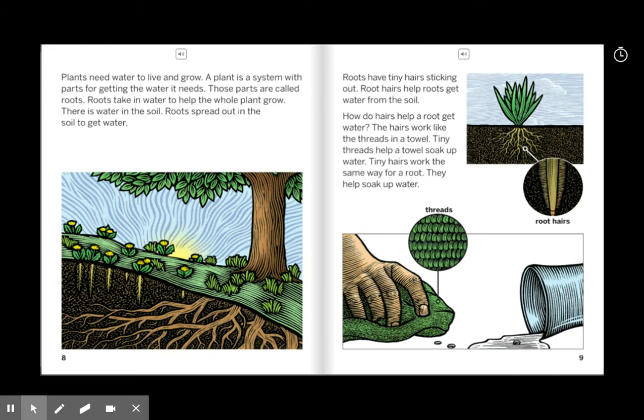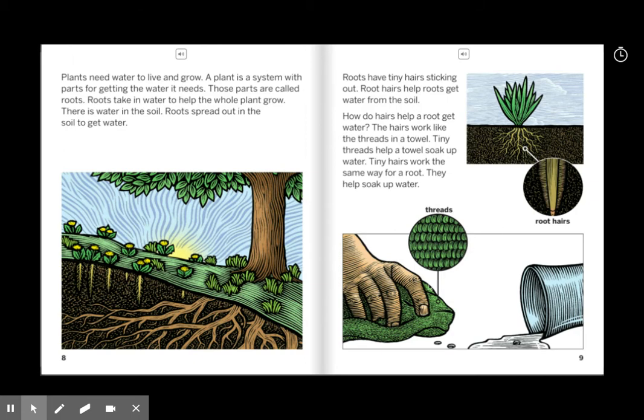Roots have tiny hairs sticking out. Root hairs help roots get water from the soil. As you can see, there's a close-up of the root hairs right there. And that's what the root hairs look like close up. How do hairs help the root get water? The hairs work like these threads in a towel. Tiny threads help the towel to soak up water, and tiny hairs work the same way for a root. They help to soak up water.